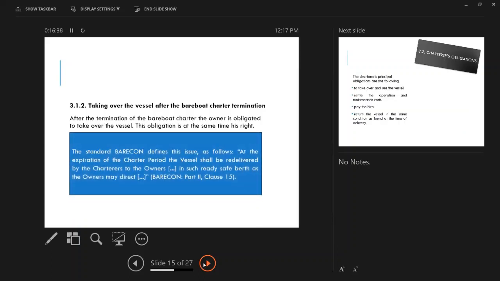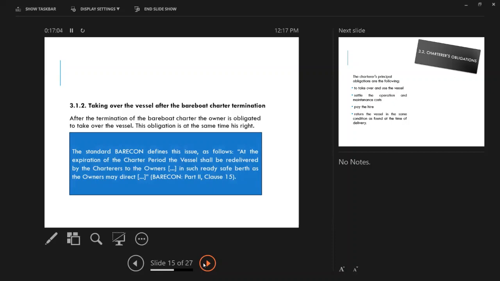For example, in Berkon there is one provision. According to this one, at the expiration of the charter period, the vessel shall be redelivered by the charterers to the owners in such ready, safe berth as the owner may direct. So a lot of details really in the standard form are about delivery of the vessel.